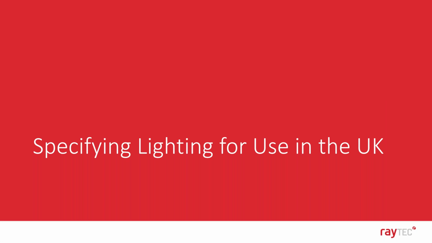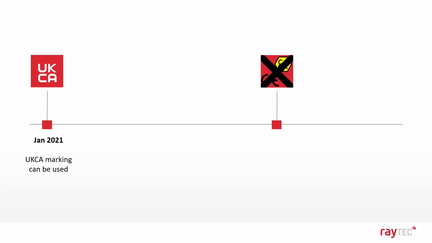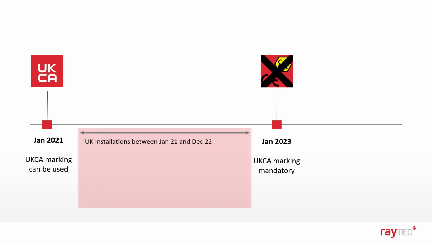So, if you're specifying lighting for the GB market, let's just look at some of those key dates and see how it affects us. Between January 2021 and January 2023, we're in a grace period where the UKCA mark is valid if conformity is assessed by a UK body, and CE and ATEX markings are also still valid as long as this conformity is assessed by an EU 27 notified body. And during this grace period, the UKCA mark is encouraged for use as soon as possible.